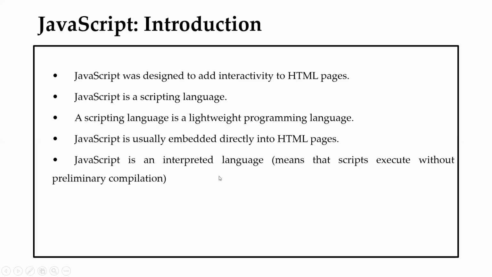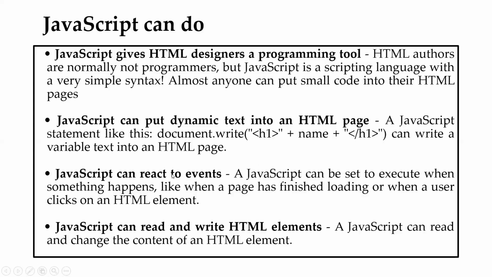JavaScript is an interpreted language. That means scripts execute without a compiler. So we don't need to download any compiler. It's working in the browser itself. So what can JavaScript do?